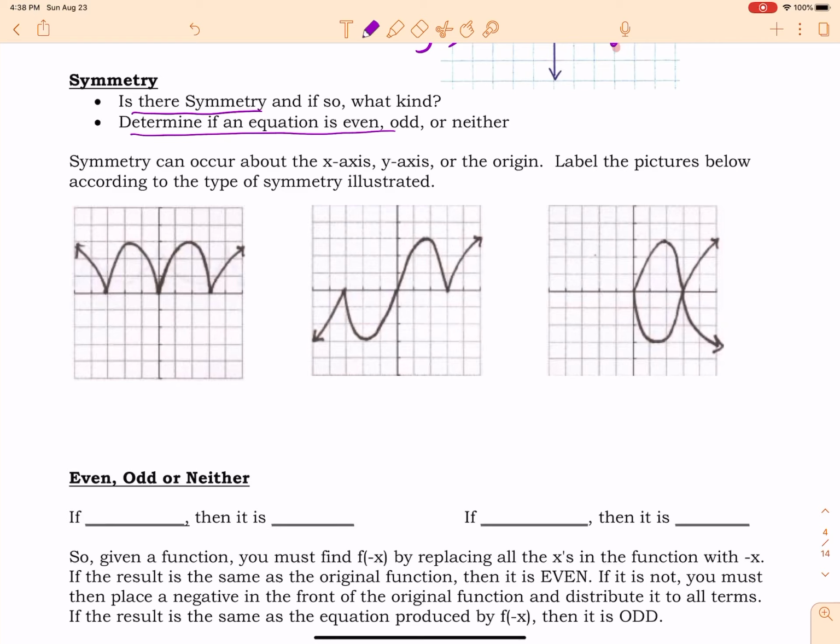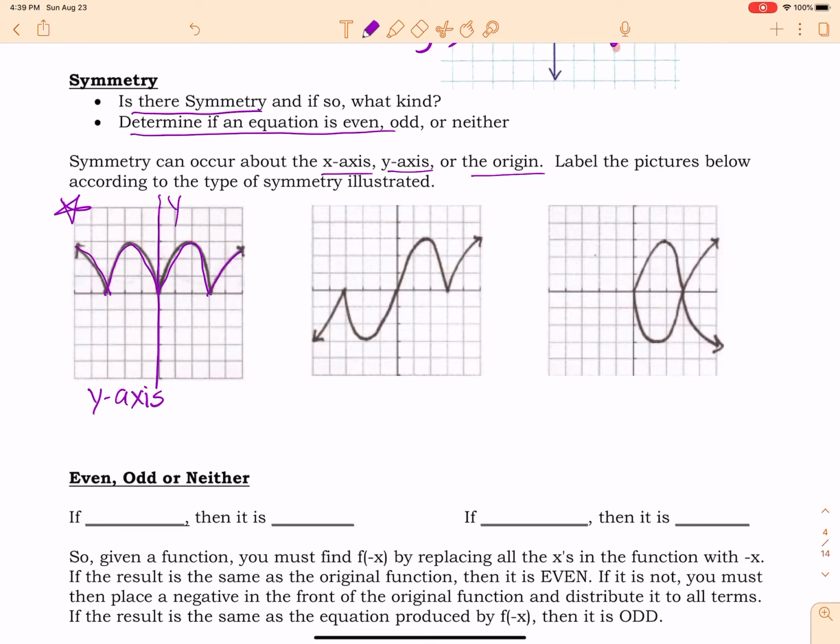So here's the thing, symmetry can occur about the x-axis, the y-axis, or the origin. So if you will look at the 3 pictures I've got right down here, it's usually pretty easy to tell visually what kind of symmetry you have, because all you have to do is look at it. So if you will notice this first graph, there's a mirror image on the left and then the right. So these are reflected over the y-axis. So this is y-axis symmetry right here.